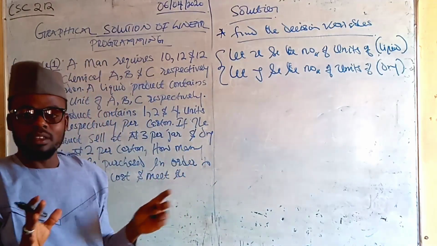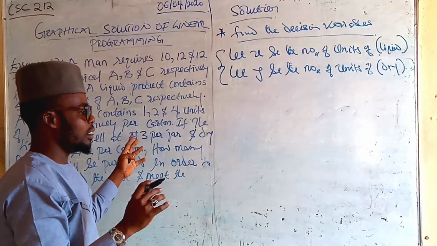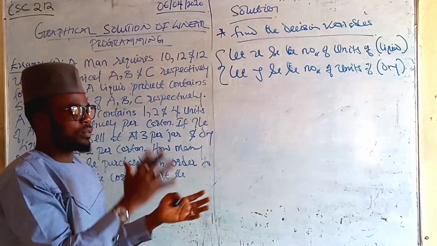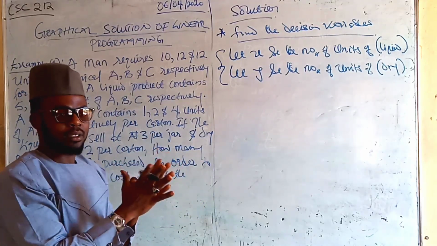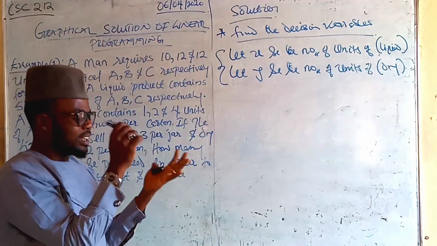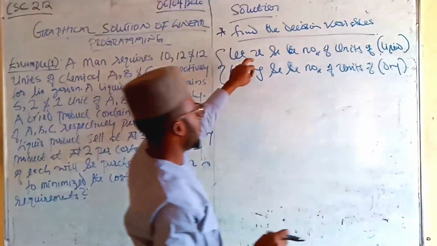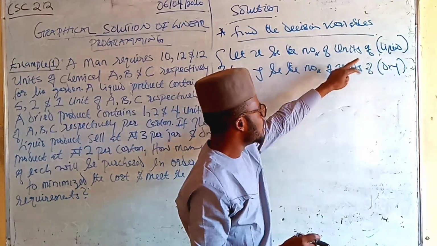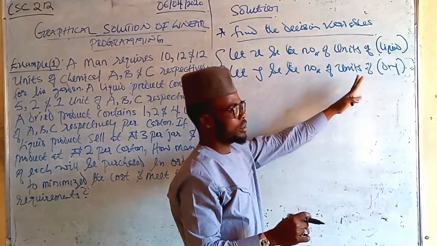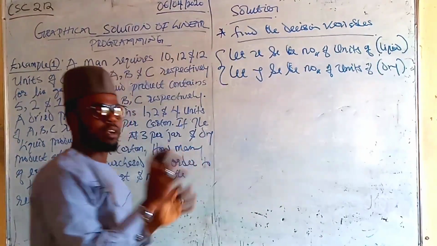The reason is that the decision variables are the chemicals, the materials that are going to be utilized to form that particular chemical. We know that for any chemical to be made, we are going to mix the liquid and the dry product at the same time. So we have let X be the number of units of the liquid product, and Y the number of units of the dry product. Now we have already gotten our decision variables.